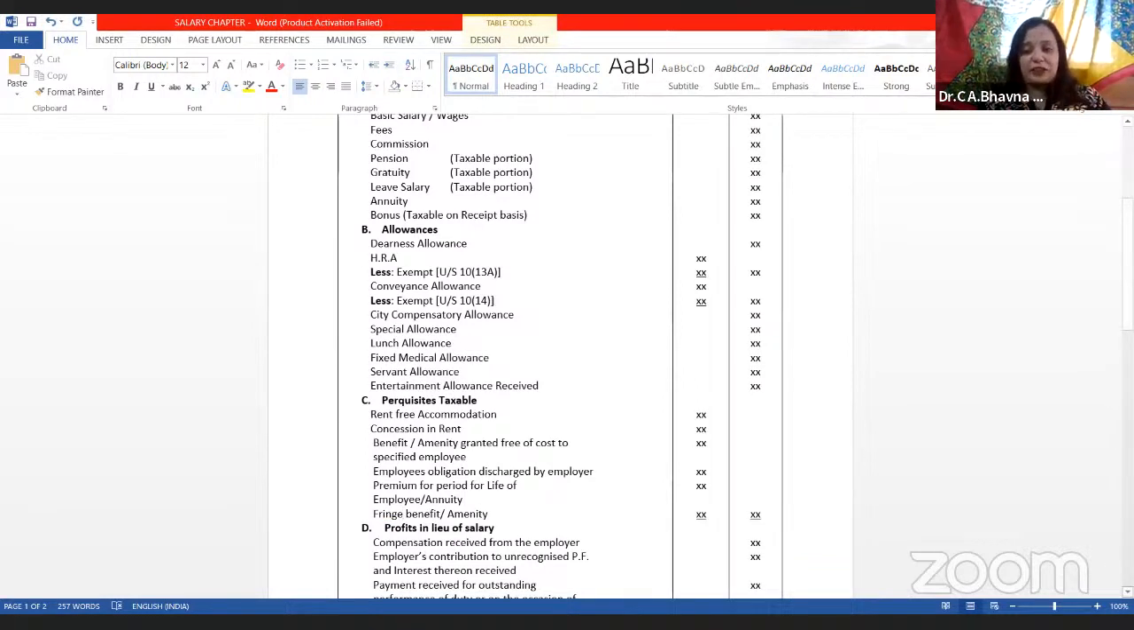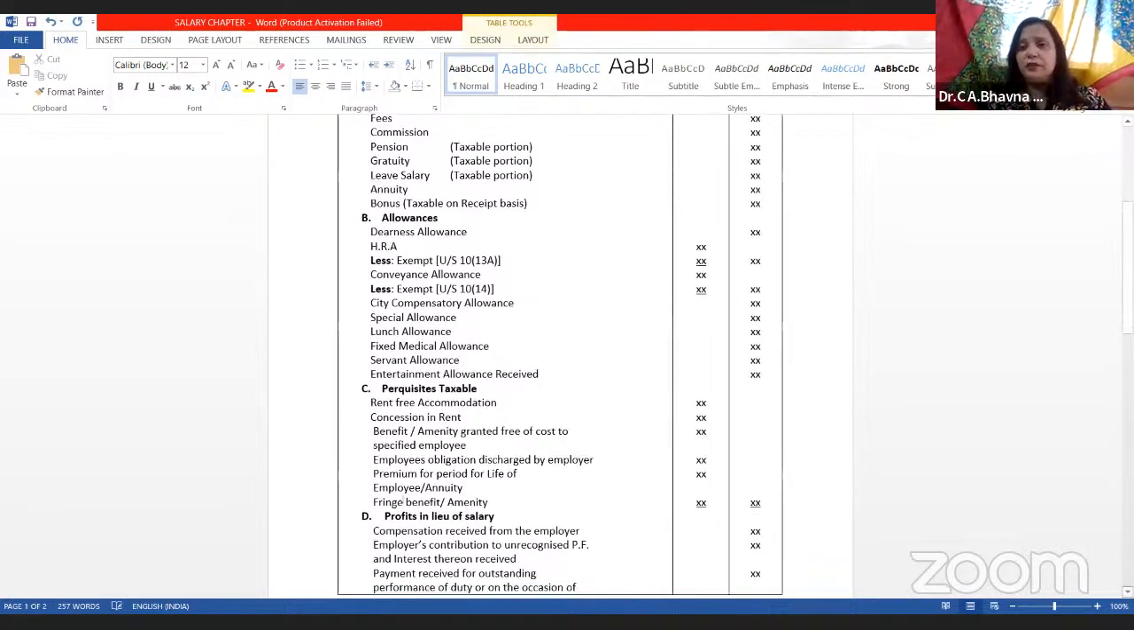So these all would be taxable. There are certain perquisites which are non-taxable, like a computer given by my employer, a laptop given by my employer, a mobile phone given by my employer. Those are non-taxable.